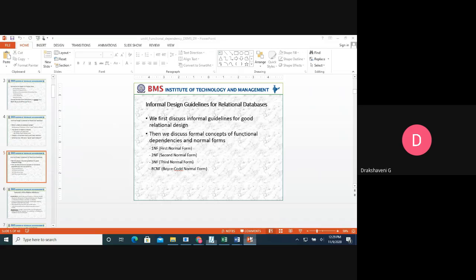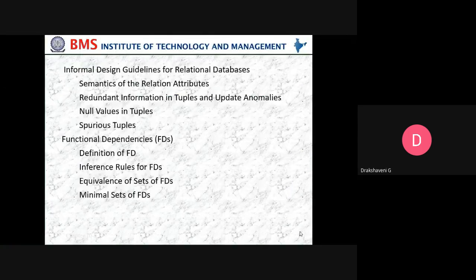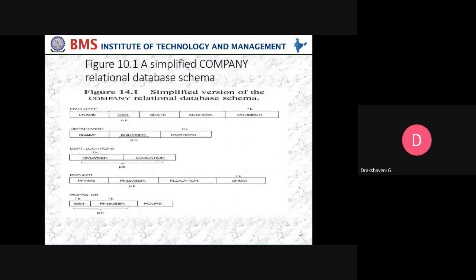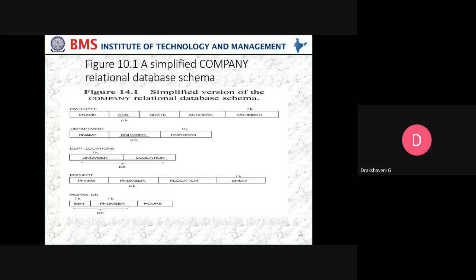Okay, so that's what you can see here. So what did we see here? In this case, we have seen informal design guidelines for the relational database, and we've seen what the guidelines are. What is the first one we see? We talked about the semantics of the relational attributes. So how should the meaning of the attributes be? It should be only one. This was the simplest example we have seen.